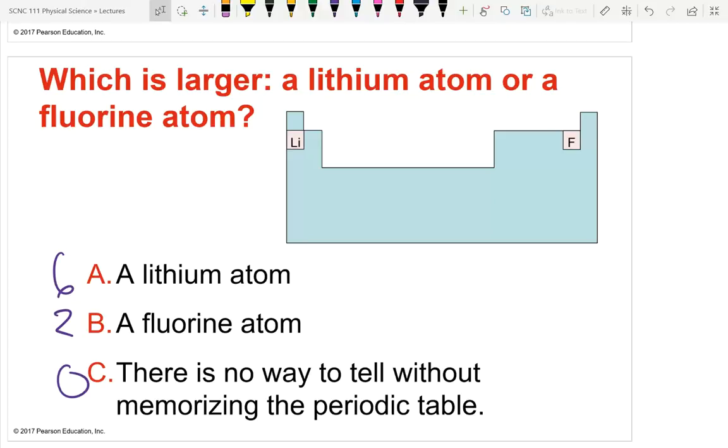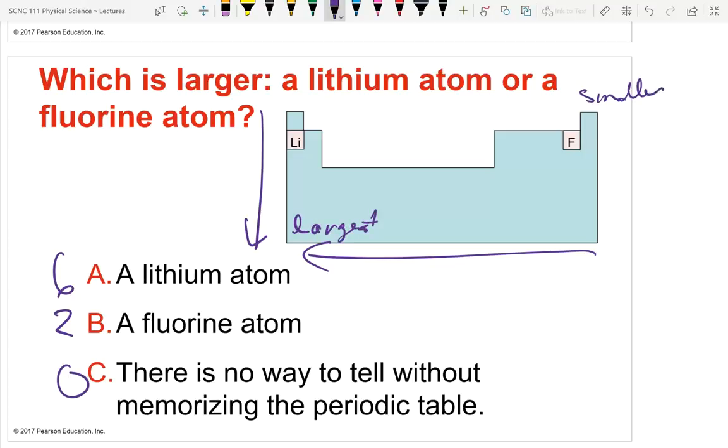For size, Danny, what were the two trends for size that we talked about? Okay, from right to left and top to down. So they're the largest here and the smallest here. And so based on what Danny said, we can see, well, these are on the same period. And so it must be that it's larger on the left side. So lithium was the correct answer.